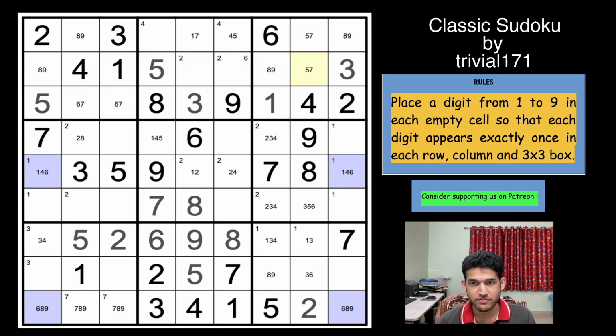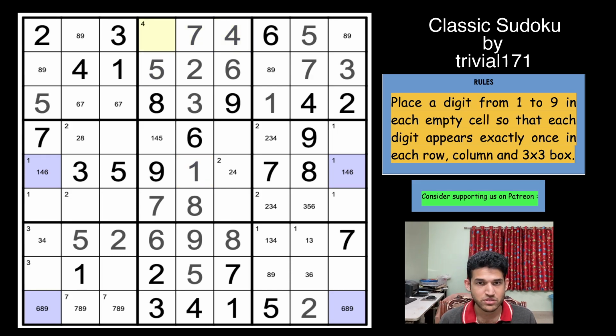So that's 7, that's 5. 1, 4, 5, 3, 7, 8, and 9. So this will be a 2, 6 pair. So 6 gets resolved. This 6 and 2, that gives me a 1 here, which gives a 7 here. 5 gives a 4 here, and that finishes off box 2.